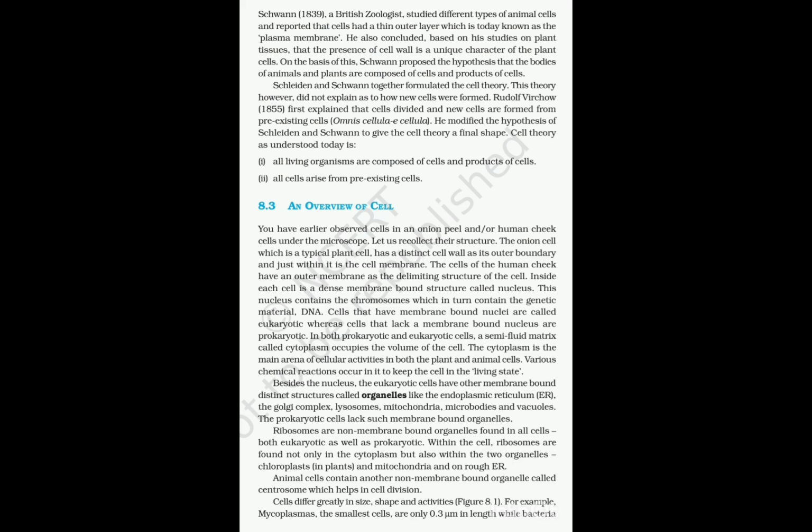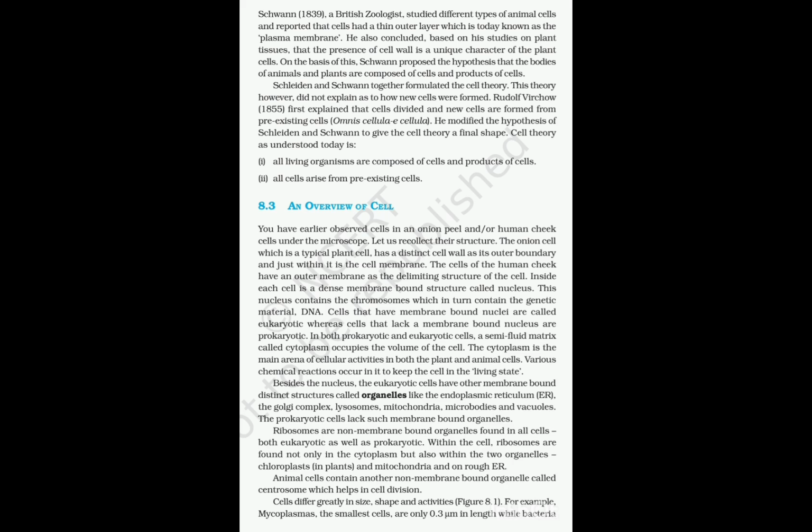Cells differ greatly in size, shape, and activities. For example, Mycoplasma, the smallest cell, is 0.3 micrometer in length, while bacteria could be 3 to 5 micrometer. The largest isolated single cell is the egg of an ostrich. Among multicellular organisms, human red blood cells are about 7 micrometer in diameter. Nerve cells are the longest cells. Cells vary greatly in shape and size.